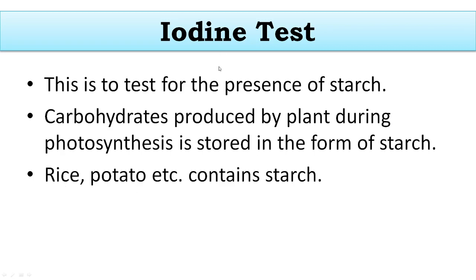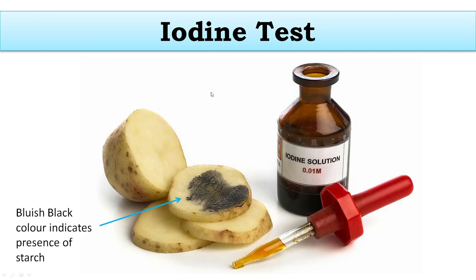So let us look at an example of the iodine test. You take a raw potato, cut it into small slices, and on a slice you pour a few drops of iodine solution. Iodine is a chemical. When you pour it on the potato slice, it will turn bluish black in color, and this change in color indicates the presence of starch.